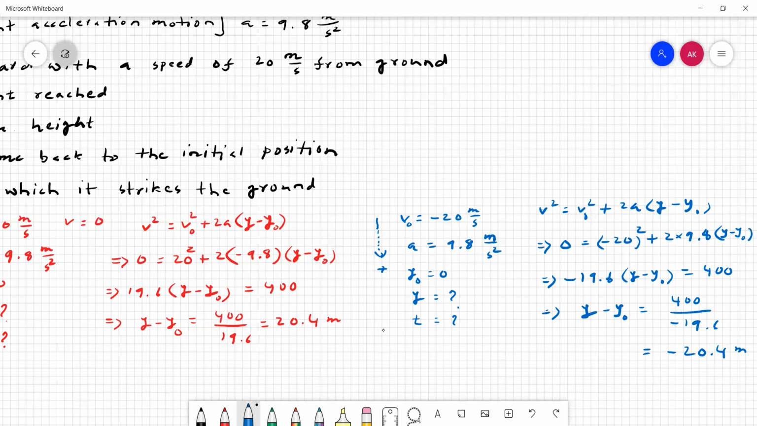So the object reached a height of 20.4 meters, but we get a negative because we have taken the downward direction to be positive. Since the object is going in the upward direction to reach the maximum height, we end up getting negative 20.4 meters by the choice of our coordinate axis.